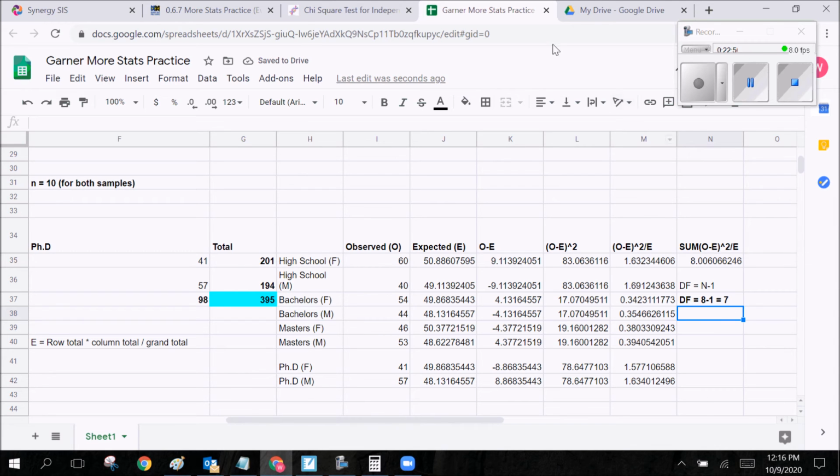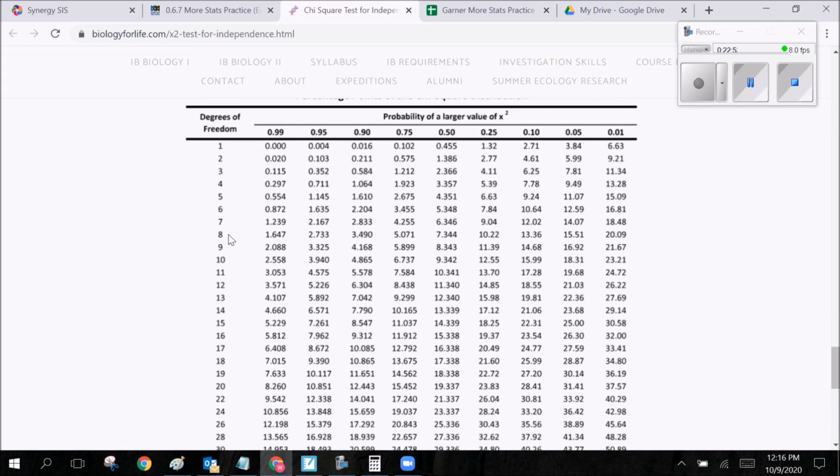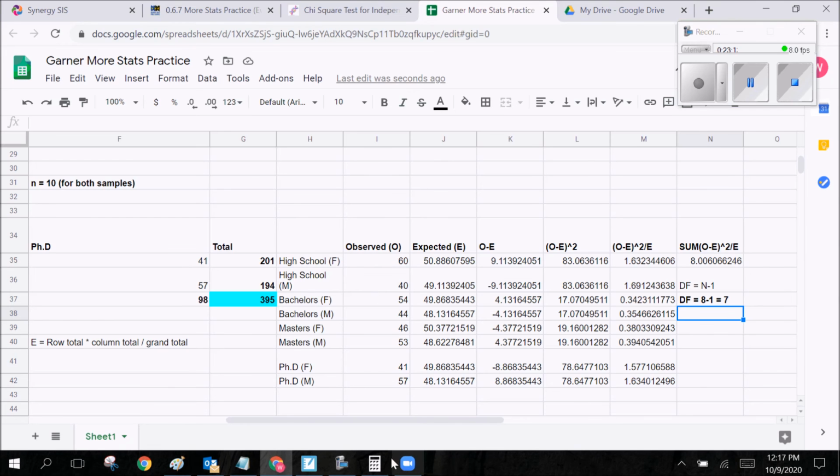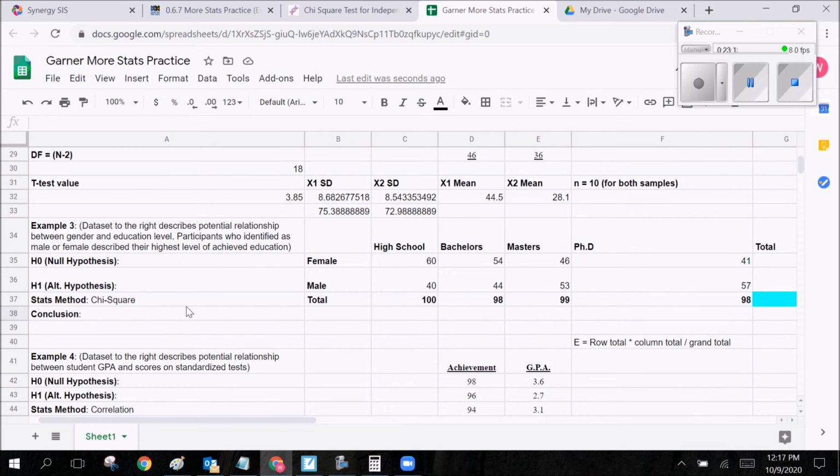My chi-square is 8. Come in here. Degree of freedom 7. Chi-square is 8, so it's somewhere between these two. Oof. I'm only 50% significant, or between 50 and 75% significant. That is not good enough. We need at least this one over here, and less than 0.05, which is a 95% significance. So we cannot reject the null here because we do not have a significant statistical difference between males and females that go to different levels of education.